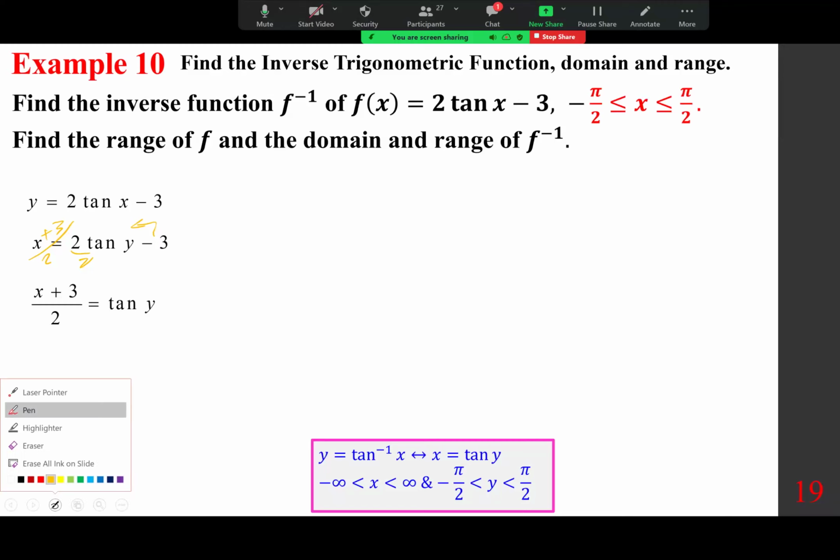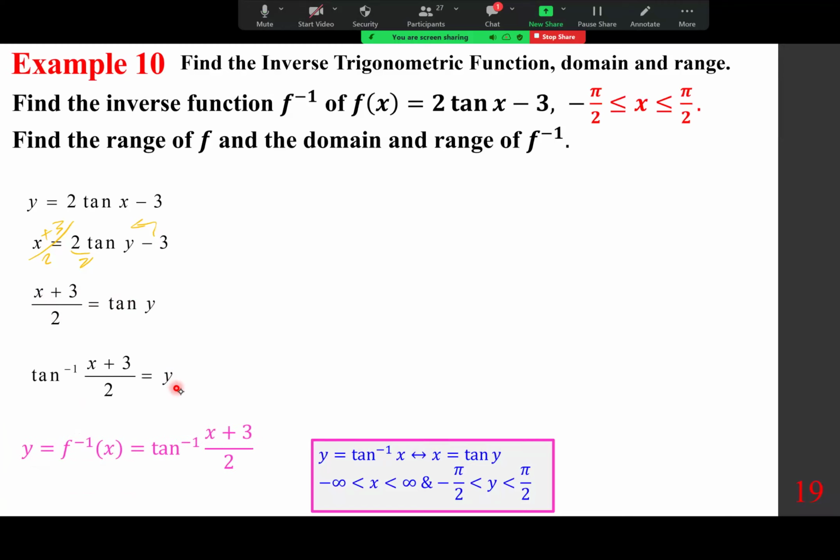And now, according to this, we can say tan inverse of this side is y, and change the y, call it f inverse. We are done. Let's go with the domain and range.